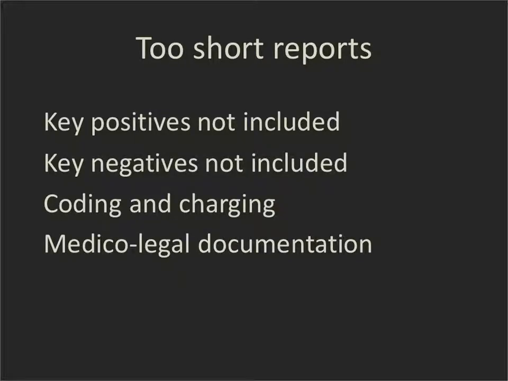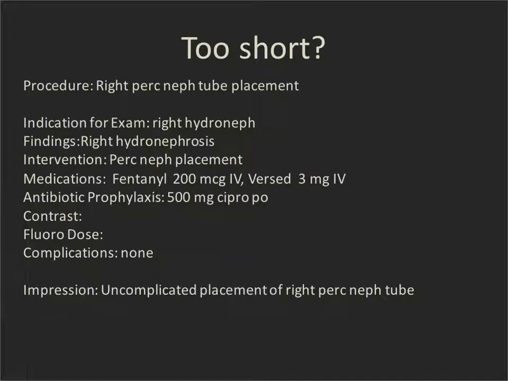So too short reports may not include key positives or key negatives. There may be some issues with too short reports in terms of coding and billing these reports because they don't include those elements we talked about previously. For example, in a total abdominal ultrasound, if you've forgotten to mention the aortic measurement, then that can only be billed as a limited abdominal ultrasound, including things that are necessary for medical legal documentation, again, as we mentioned previously.